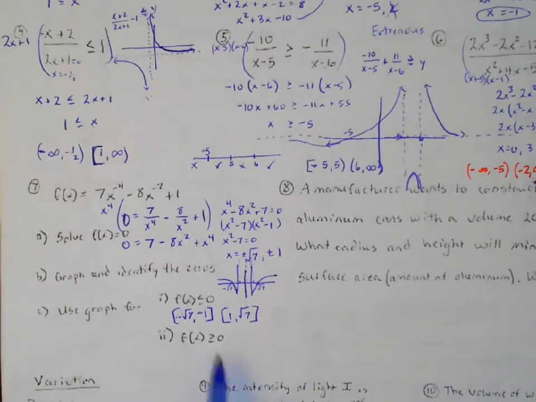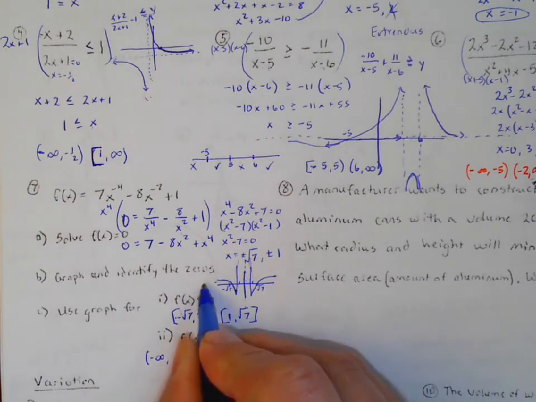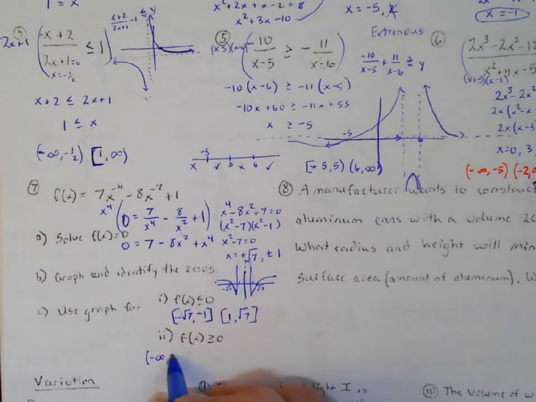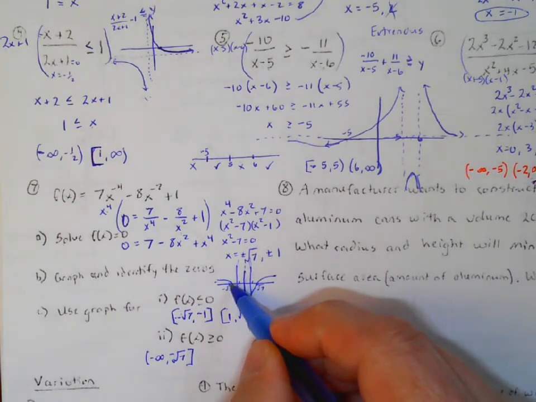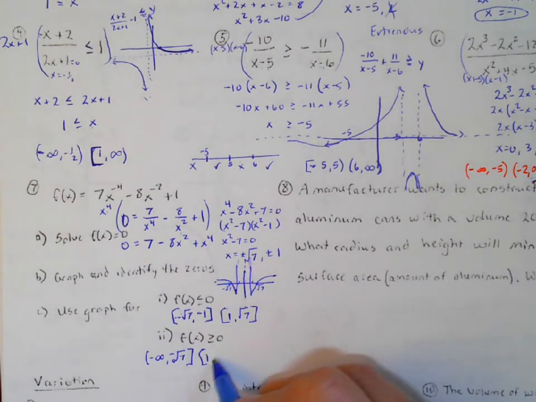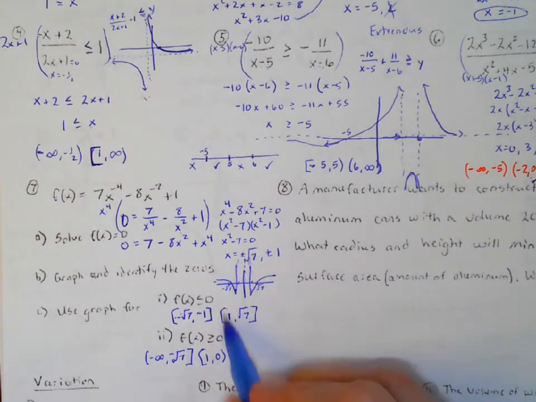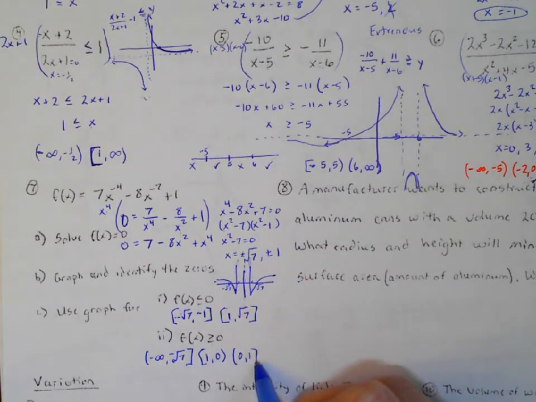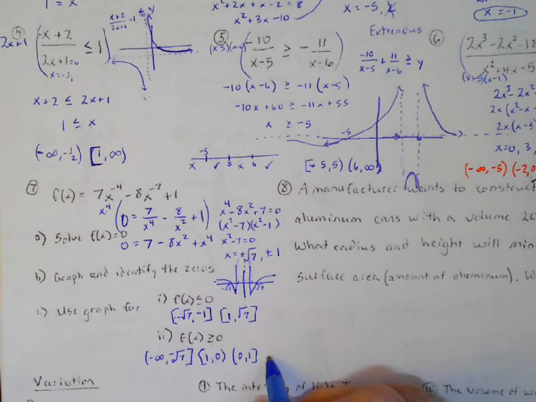For greater than or equal to 0, that'd be this part. So that goes from negative infinity all the way through negative square root of 7, and it's or equal to here. And then it goes less, and then above again here. So from negative 1 until 0, and not including 0 because that's an asymptote. And then from 0 to 1. So this part here, and then it goes below, and then it goes above again from the square root of 7 to infinity.